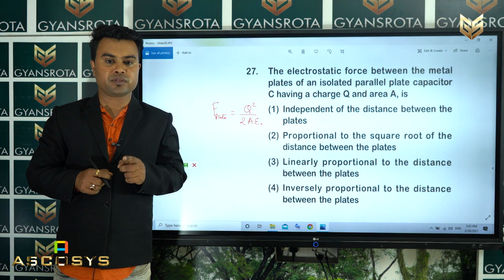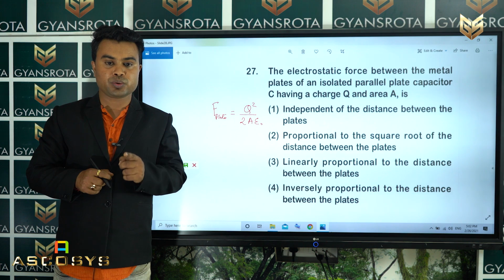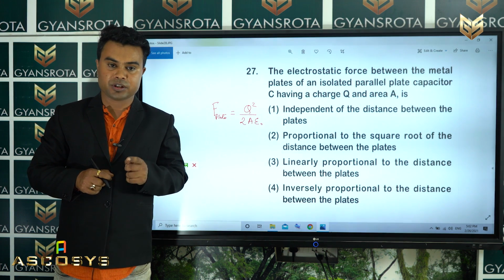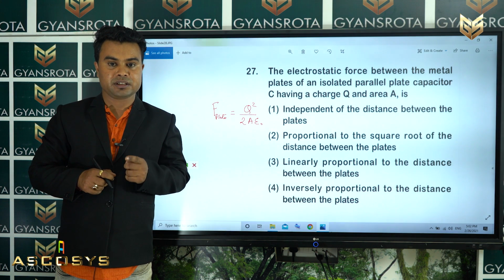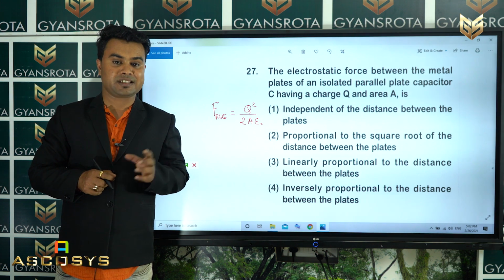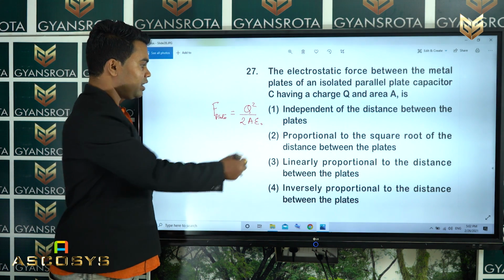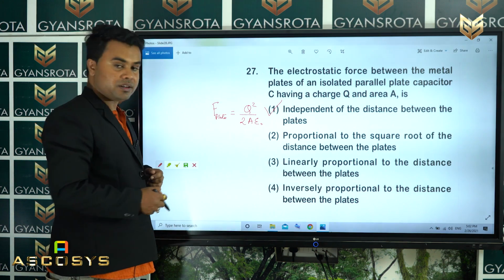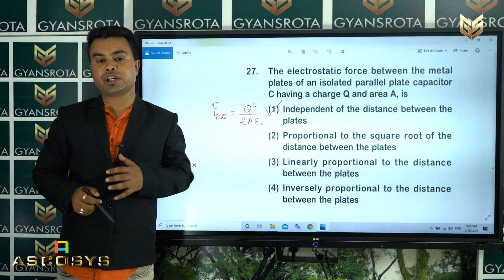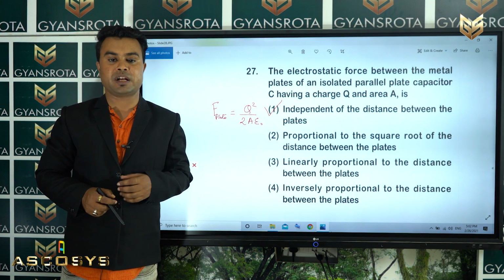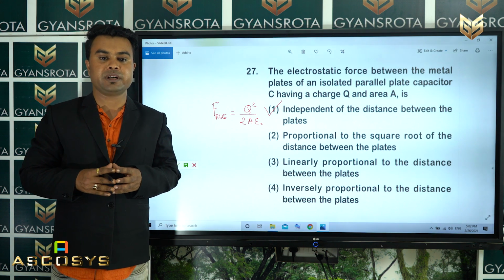Proportional to the square root of the distance between the plates, it is not required. Linearly proportional to the distance between the plates, also not required. Inversely proportional to the distance between the plates, no. So number 1 is the correct answer. It is independent of the distance between the plates. So I can click on option number 1. Now this is a question from the chapter Electrostatic Potential. If you read that chapter, you will be able to answer in a fraction of a second. Now let us move to the next question, that is question number 28.